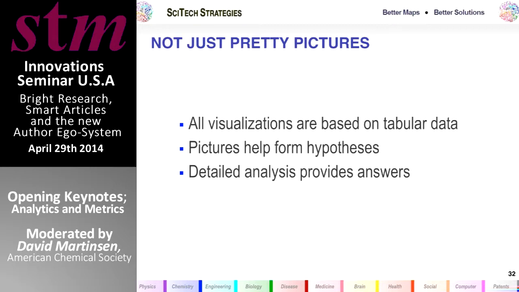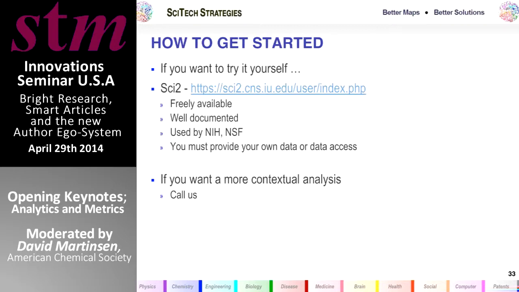Okay, how might one get started on this? If you want to try it yourself using your own data, the thing to do is search for Indiana University Sci2. The first hit will be their website. You can download this software. It's got very good documentation, lots of different algorithms in it, and it can be used to generate maps of your own data. It's a very good tool. If you want a much broader and contextual analysis, you need to talk to somebody like us if you don't want to spend a year trying to figure out what's going on. And that's us.